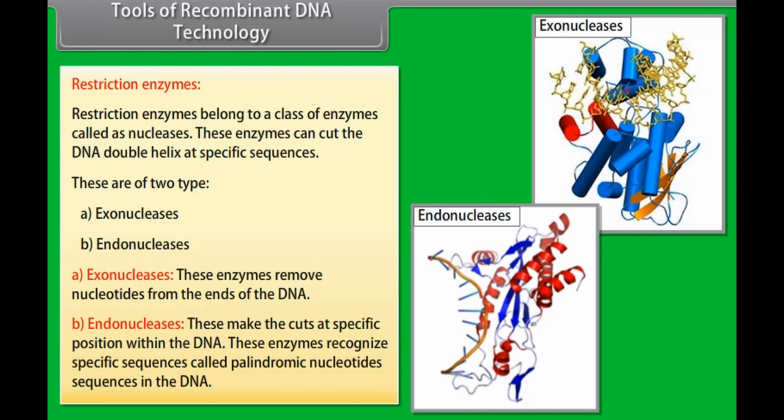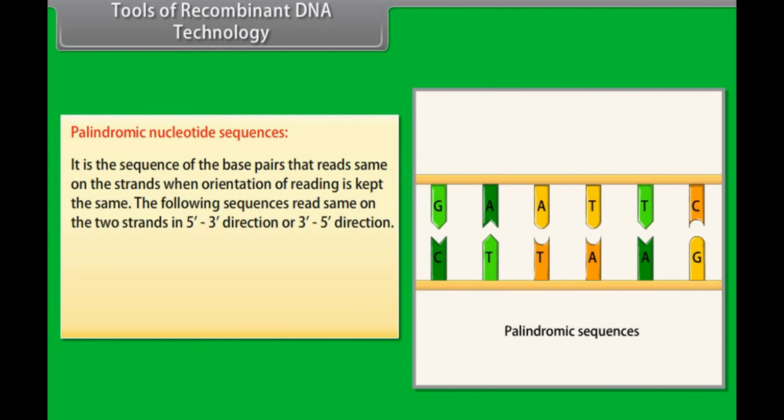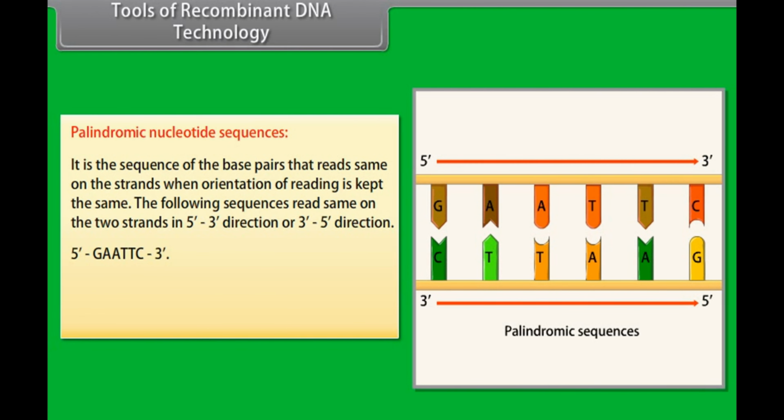These enzymes recognize specific sequences called palindromic nucleotide sequences in the DNA. Palindromic nucleotide sequences: it is the sequence of the base pairs that read same on the two strands when orientation of reading is kept the same. The following sequences read same on the two strands in 5' to 3' direction or 3' to 5' direction. 5' GAATTC 3', 3' CTTAAG 5'. The first restriction endonuclease was Hind2.